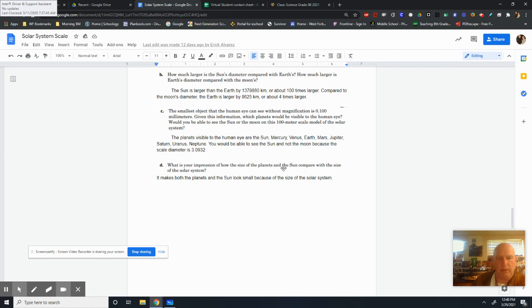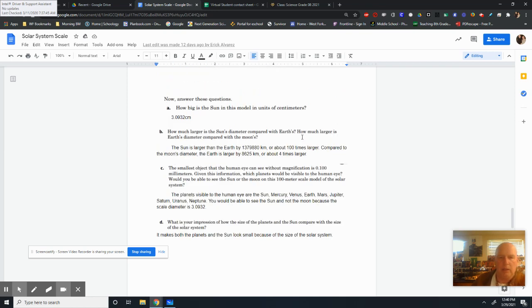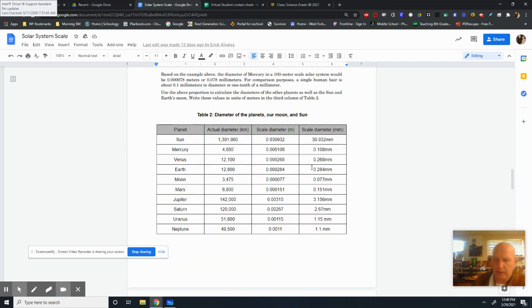The smallest object that the human eye can see without magnification is 0.1. Given this information, which planets would be visible with the human eye? Now that's 0.1 millimeter. So if we look up here at all these millimeters, which one is less than 0.1? So I would see this one, this one, this one, this one. This is 0.0. I could not see the moon.